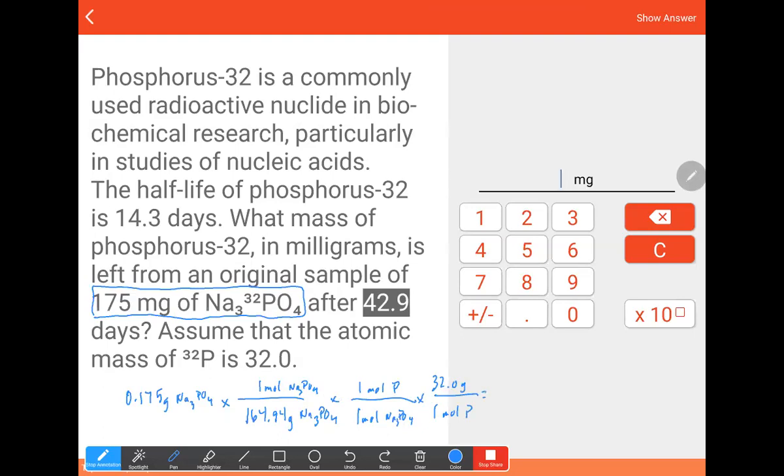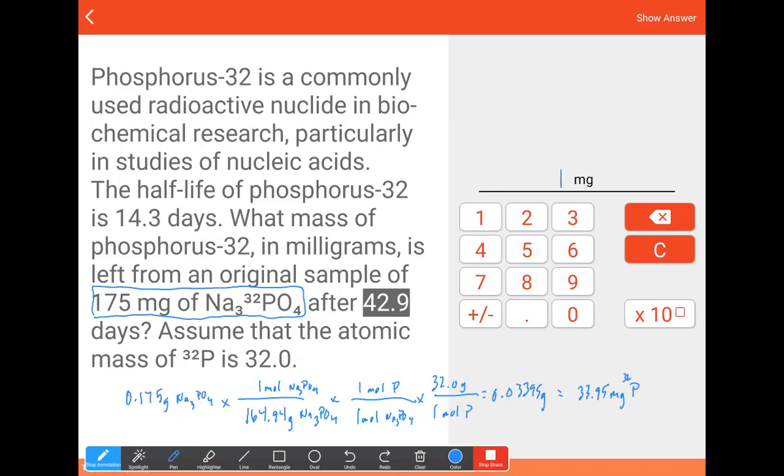And every 1 mole of phosphorus has 32 grams. And so we are going to do 0.175 divided by 164 and times 32. And if we get it back to milligrams, we get 33.95 milligrams of phosphorus-32.